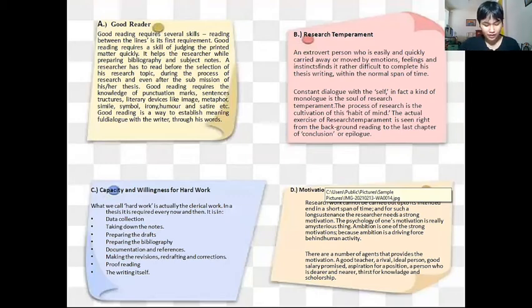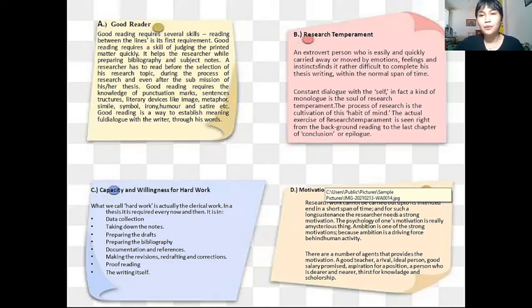Research students should know that everything in print is not true. So they must be able to read with a sense of relevance and fidelity. Good reading requires a skill of judging the printed matter quickly, because it helps the researcher while preparing bibliography and subject notes. Good reading requires the knowledge of punctuation marks, sentence structure, literary devices like image, metaphor, simile, symbol, irony, humor, satire, etc. Good reading is a way to establish meaningful dialogue with the writer through his words.